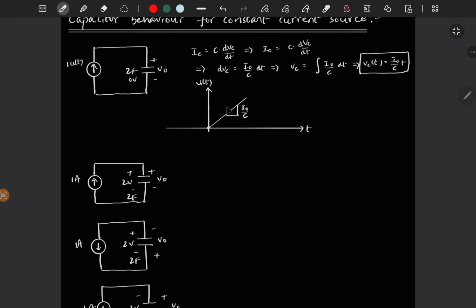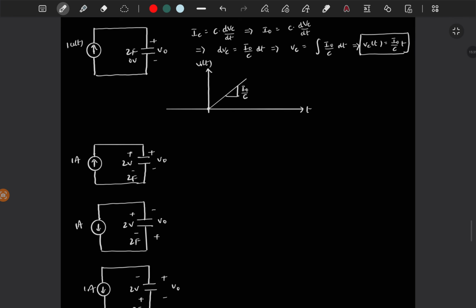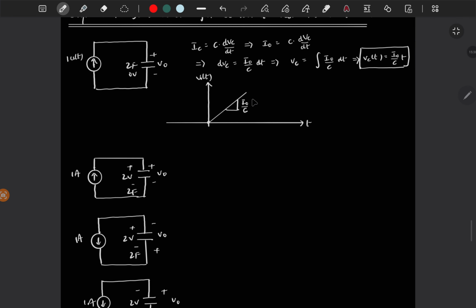So if you go reverse also, the slope is constant, right? Because it is a linear equation, if the slope is constant, then dv by dt is constant. If dv by dt is constant, C dv by dt is also constant, which means the current through the capacitor is constant. So if you pump a constant current source, then the capacitor starts charging linearly. That is the conclusion.